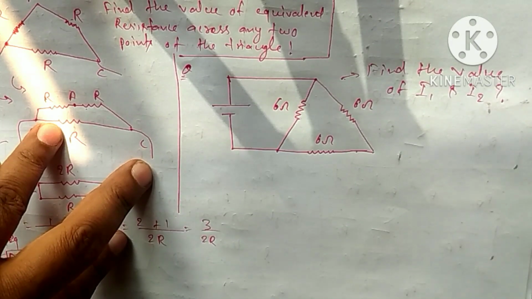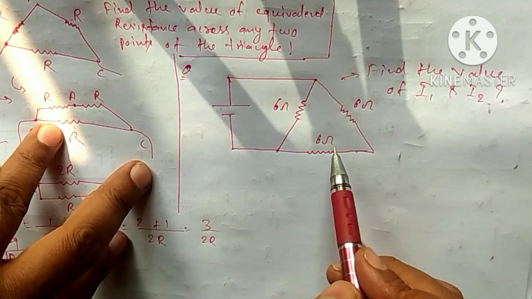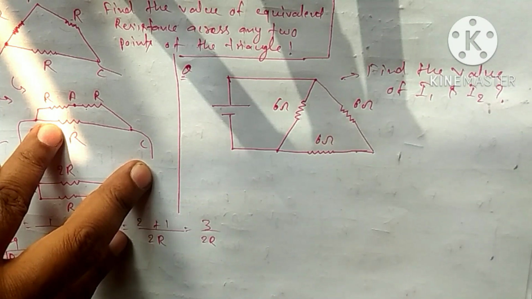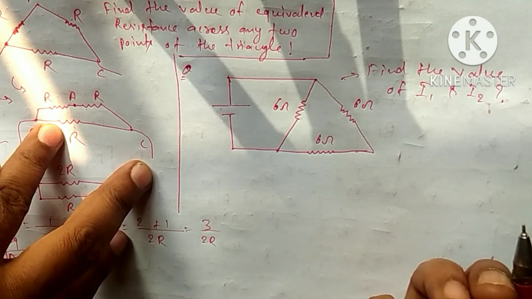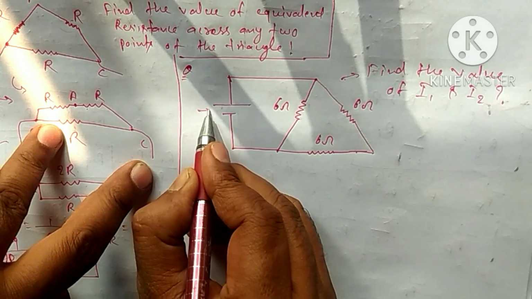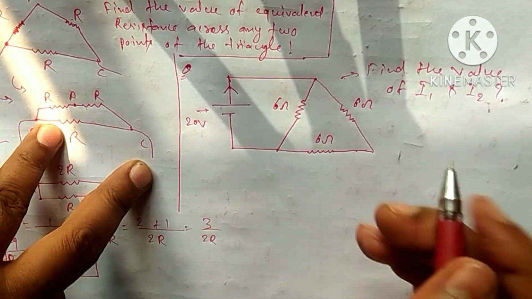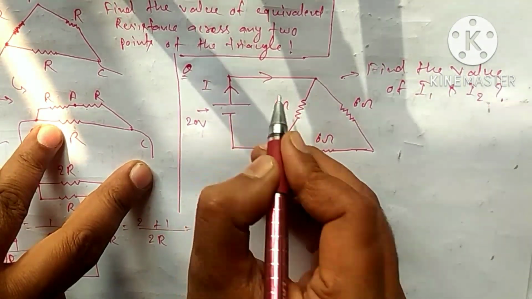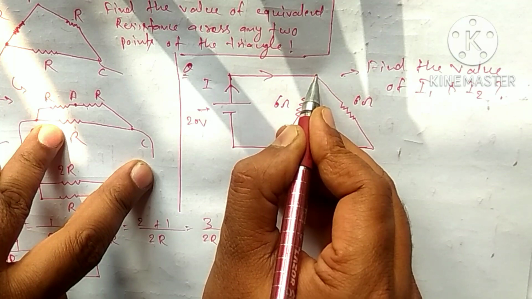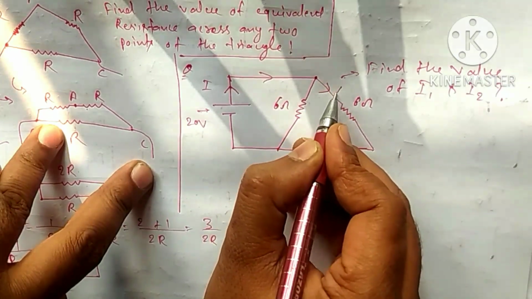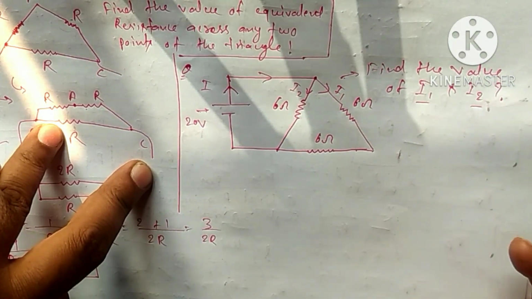Look at this figure. Here I have three resistances, 6 ohm, 6 ohm, 6 ohm, arranged in this way. Find the value of I1 and I2. Where are I1 and I2? Suppose the voltage given is 20 volt, and after the switch is on, current I flows from this resistance, and after coming to this point, I divides into two parts, one is I1 and the other is I2. So we can find the values of I1 and I2.